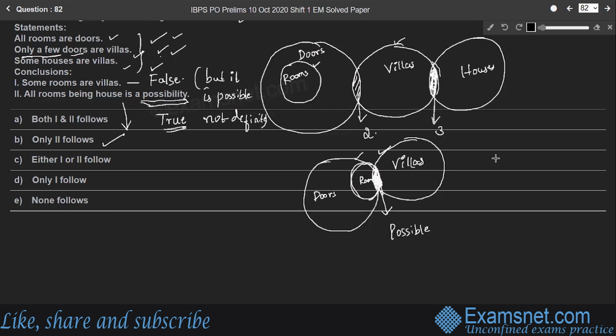So how do you make the second conclusion a true conclusion? Right? So here, all rooms being a house is a possibility. So if the set of house is completely inside the set of doors, then all rooms being house is a possibility, right? That means we can make it possible, right? Therefore, a true conclusion. Option B is the right answer.